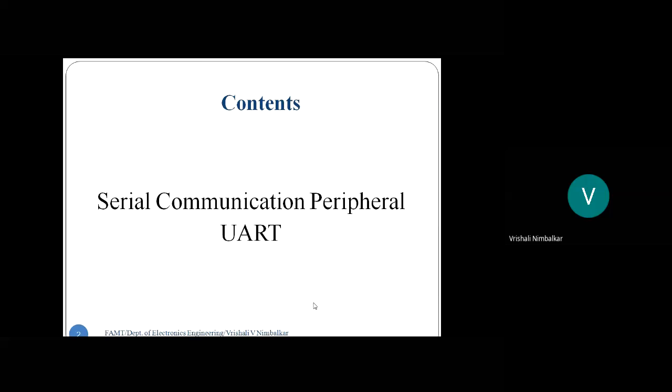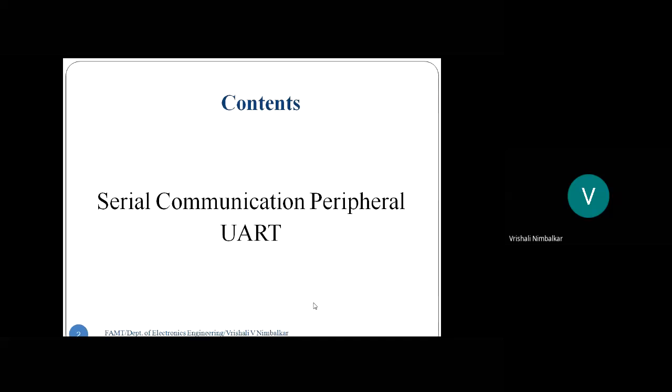Whereas in serial communication, I am sending 8-bit data, but 1 bit will be sent at a time. So I need only one wired connection to send 8-bit data because the data is sent one bit at a time. Is that okay? So that is serial communication.